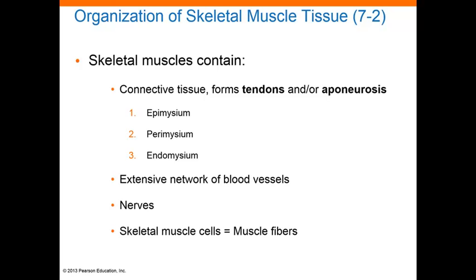Blood vessels form an extensive network in skeletal muscle, and these are going to provide a high amount of nutrients and oxygen to skeletal muscles, which have very high metabolic needs. Nerves are stimulated by the central nervous system via axons, which push through the epimysium, branch through the perimysium, and enter the endomysium. In skeletal muscle tissue, single skeletal muscle cells are also called skeletal muscle fibers. So those terms can be used interchangeably.